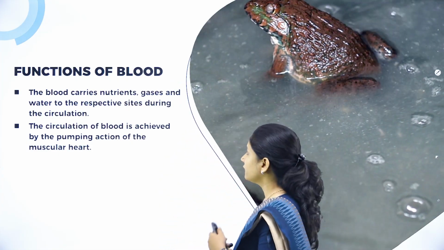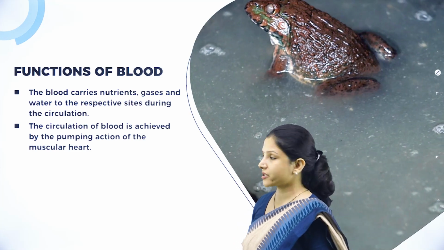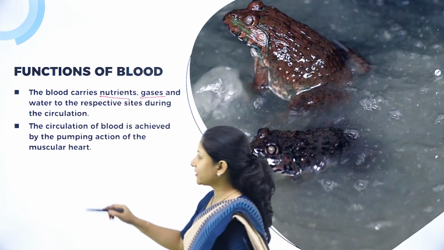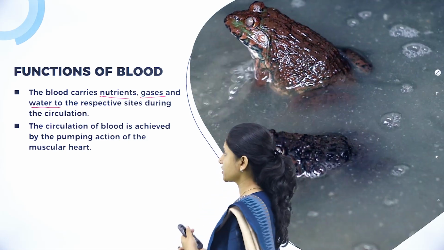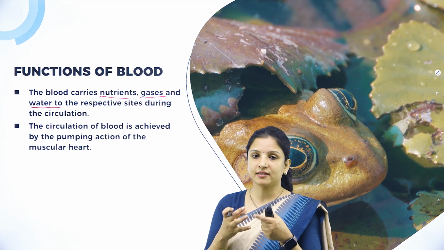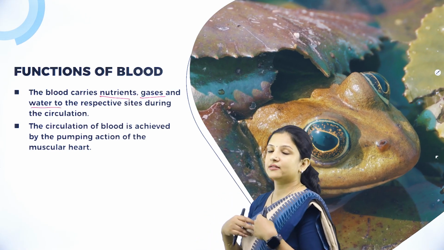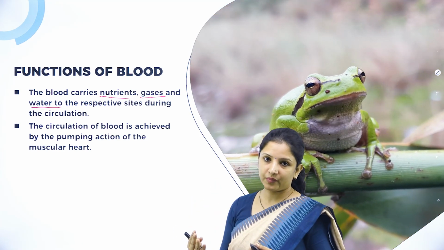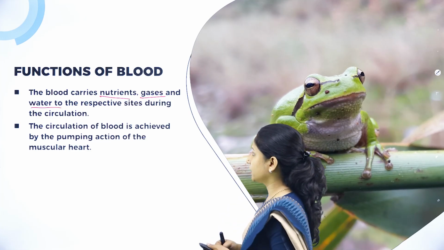So next, talking about the functions of the blood. There are 2 important functions. This can usually come for a 2 marks question. The blood carries nutrients, gases, and also water to the respective organs in the frog's body during circulation. And the circulation of blood is mainly achieved by the pumping of the heart. That is, by contraction and relaxation of the heart, the blood is received into the heart and sent out of the heart. So pumping of blood helps in the circulation of blood from the heart to the different parts of the body and from different parts of the body to the heart. So these are the functions.